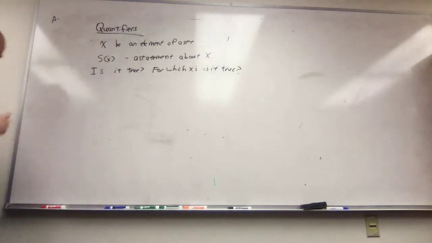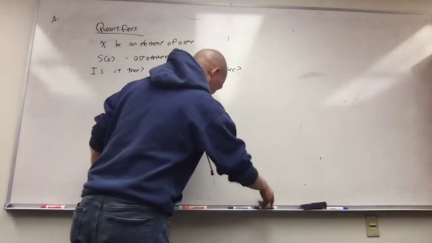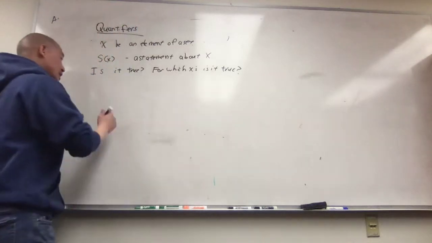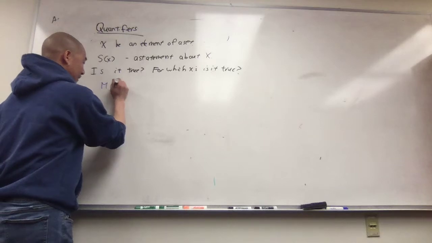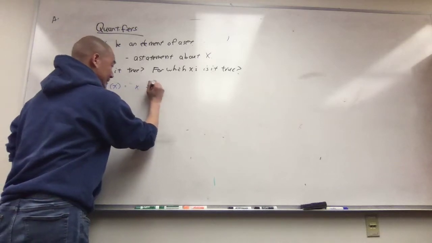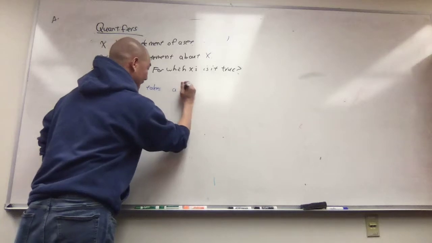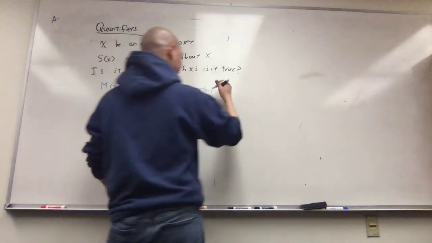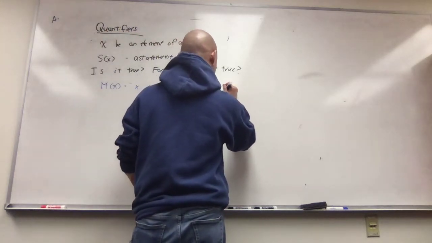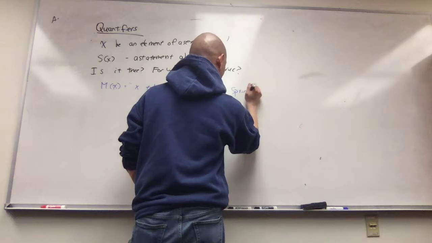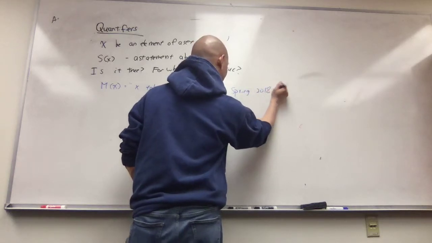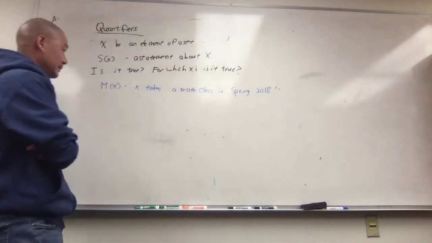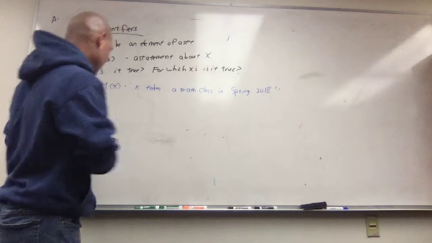So, as a very quick and dirty example, we said that we'll let the collection of X's be MSUB students. So we can just let M of X be the statement X takes a math class in spring 2018. So that would be true for most of you here watching this video. It would not necessarily be true in general though.